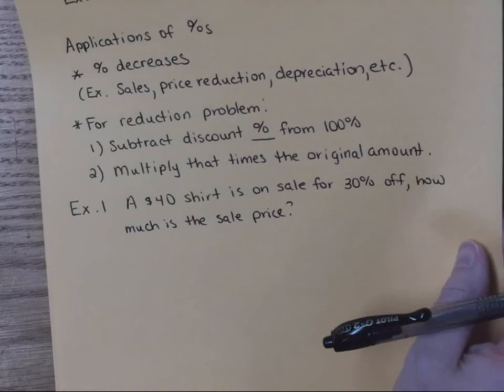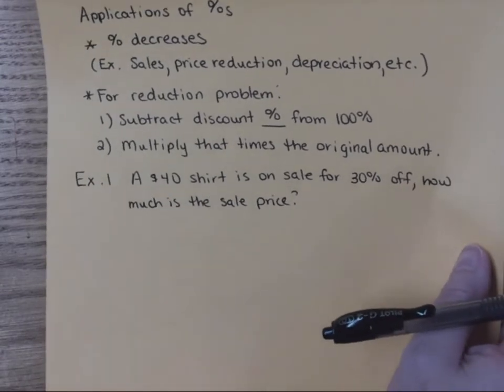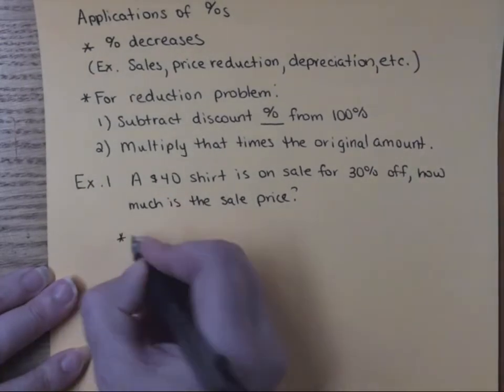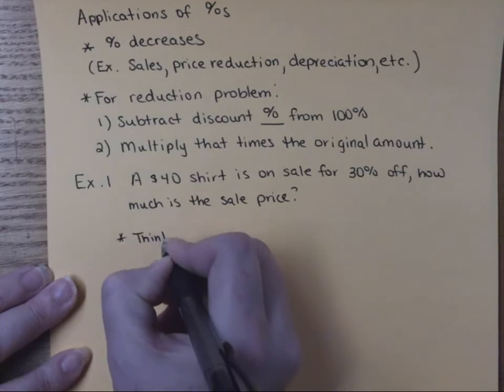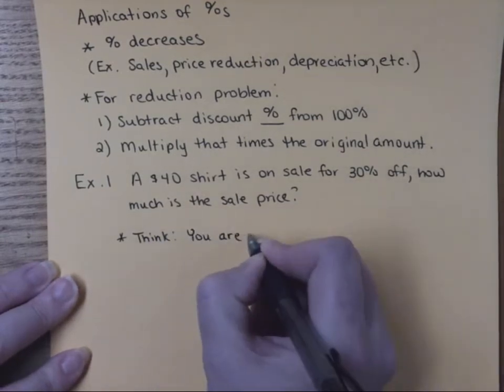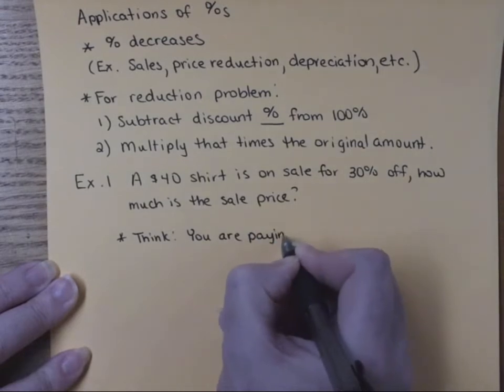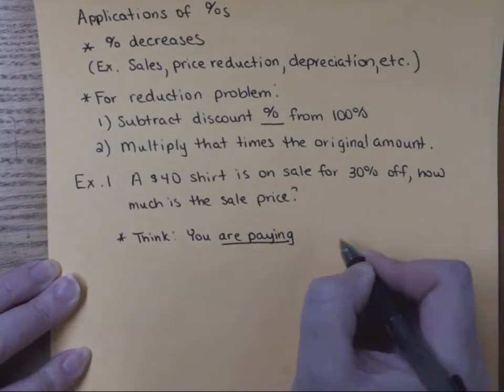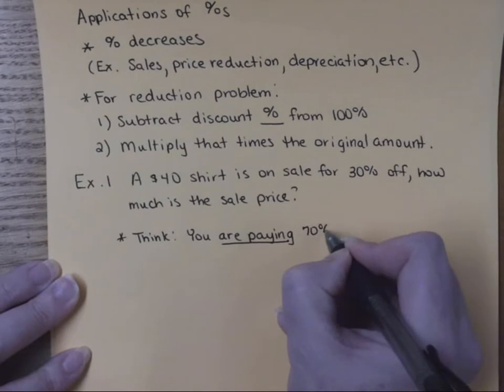So rather than finding 30% of 40 and then subtracting it from 40 like you might be tempted to do, I want you to think about it in another way. I want you to think about what you are paying for the shirt. If you're saving 30%, you are paying how much percent? You're paying 70% of 40.